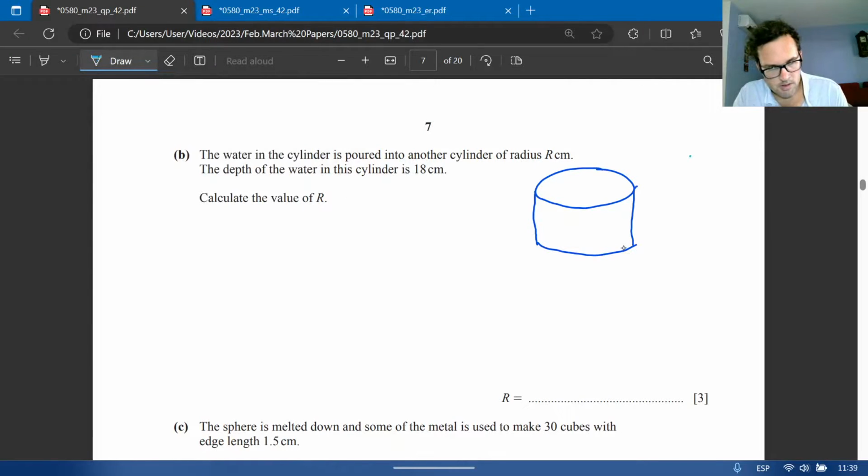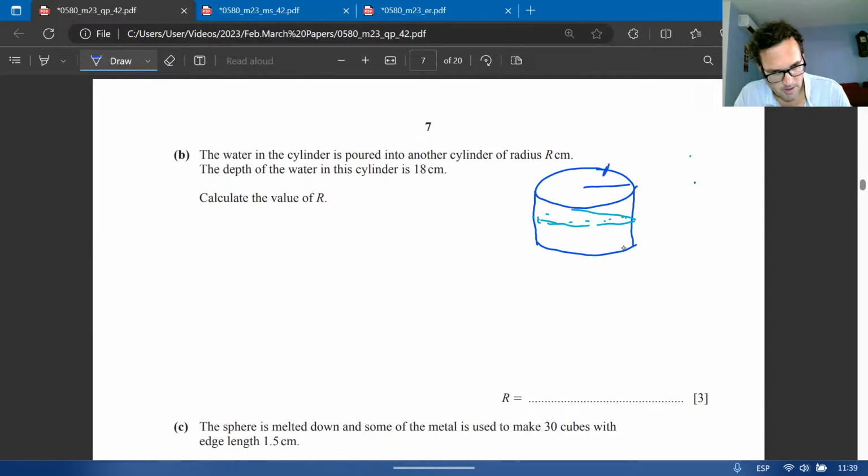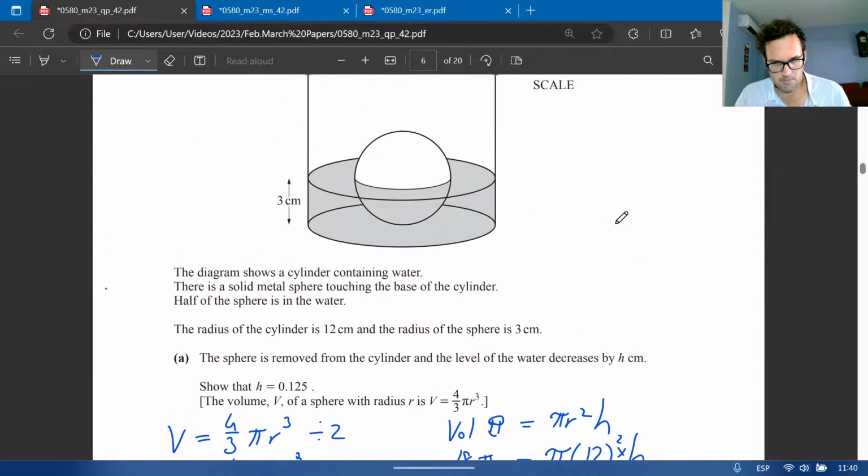Then in that cylinder now we put the water in, and now it's bobbing up there. And what we know here is, we don't know what is the radius, but we know the depth there is 18 centimeters. Okay. But I think first we should calculate the volume of the water, because we've never done that. We don't know what is the volume of the water.